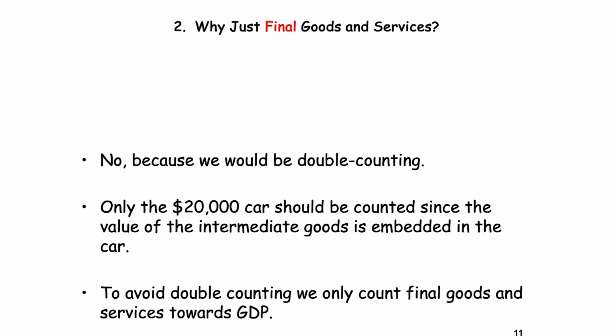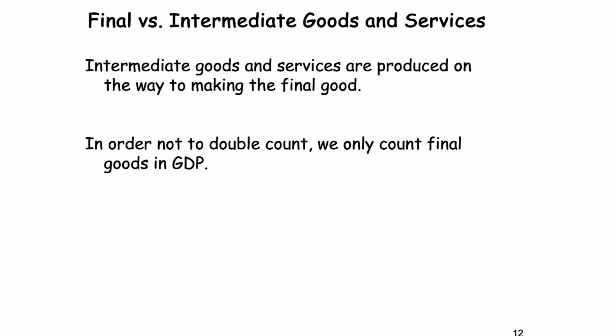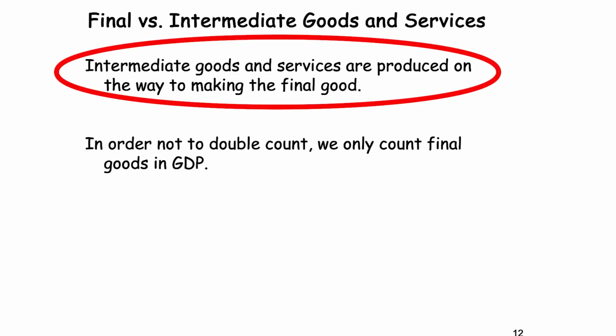This also applies for services. If you are hiring somebody to do some work as a final good, as a consumer, that will count toward GDP. If you're hiring someone to do some work for the production of another good, then that will not be counted. That will be considered an intermediate service.